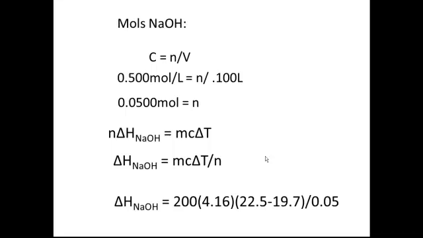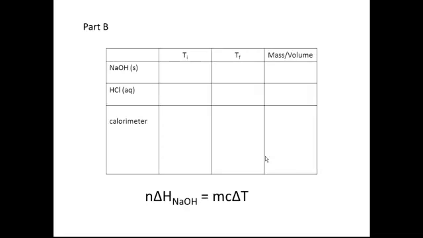Now, when we do part B, we can make a table that's very similar to what we made in part A. But in part B, now what we're going to be doing is adding some sodium hydroxide pellets to some hydrochloric acid. So we're not going to have an initial temperature for sodium hydroxide. All we're going to worry about is the mass. And they suggest that you use approximately 1.95 grams of pellets, or one pellet less than 2.05 grams. So anything around the 1.95 grams is fine.